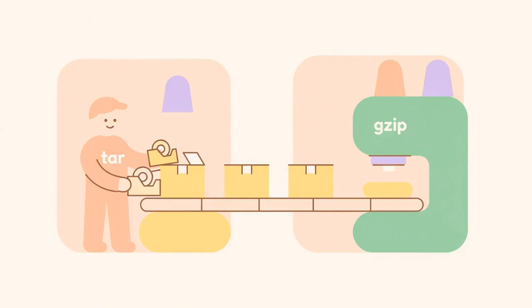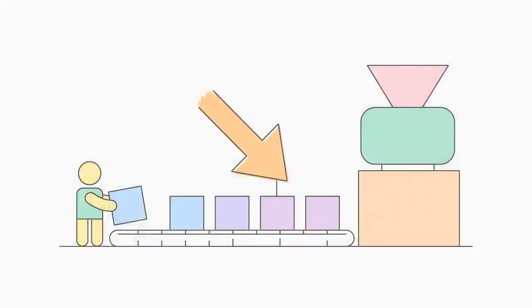In the first room, a worker called tar bundles your files into a single neat box. That worker doesn't know how to shrink the box at all. In the second room lives a compressor, like gzip, whose only job is to squeeze boxes smaller. The two rooms are connected by a conveyor belt, a pipe. Whenever tar finishes taping a box, it slides onto the belt, rolls into gzip's room, and comes out the other side squished flat.